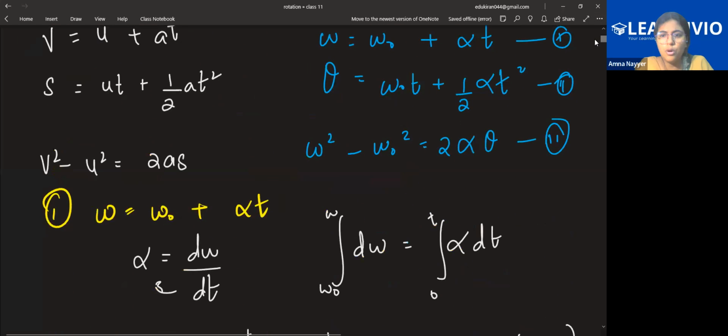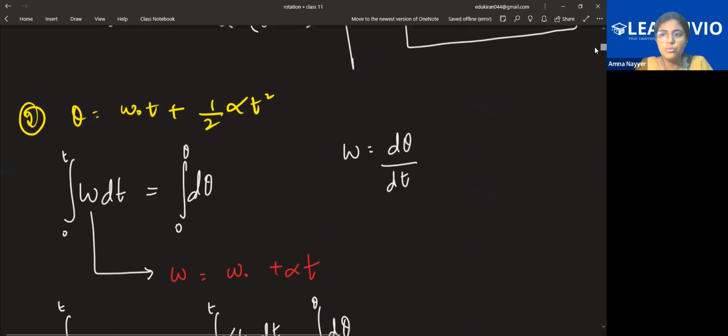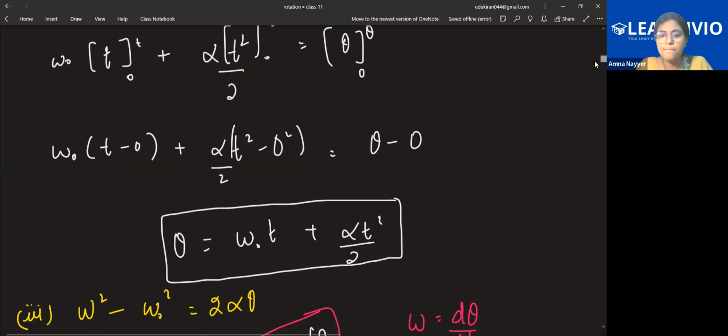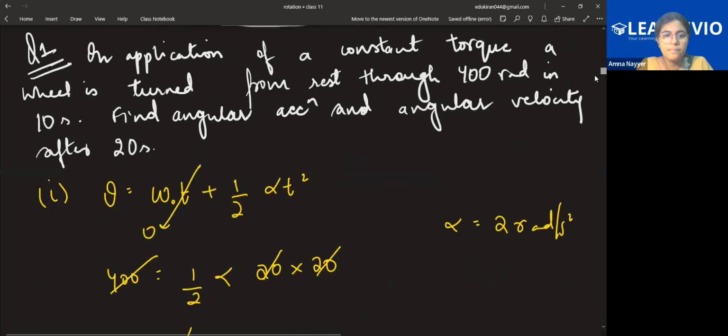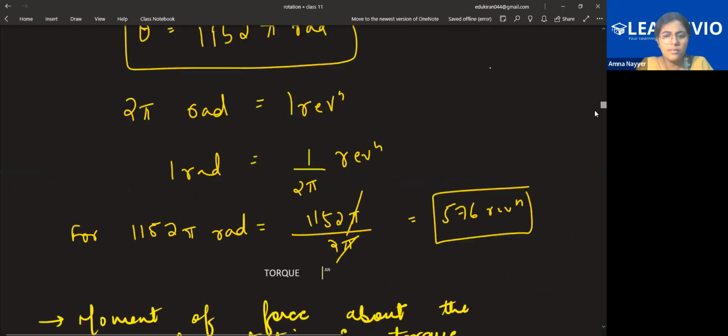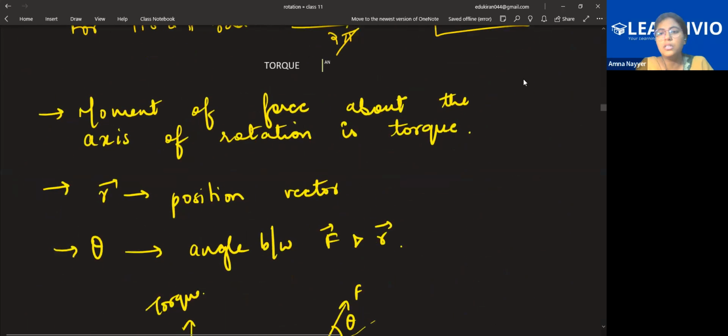I told you all to bring this, write the derivations too. The question also we had seen. Two questions only, I think we have done. Yeah, we have to start from torque.